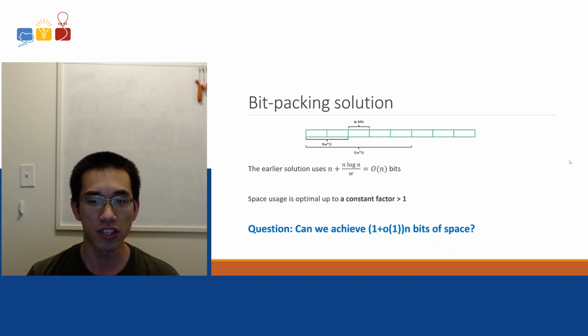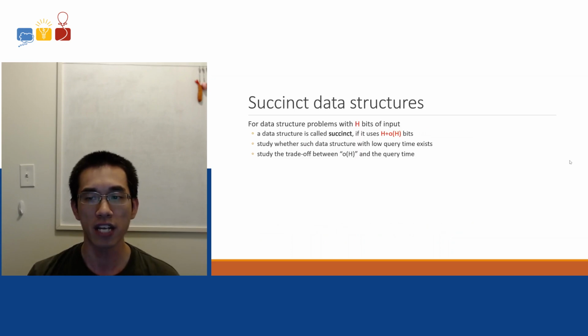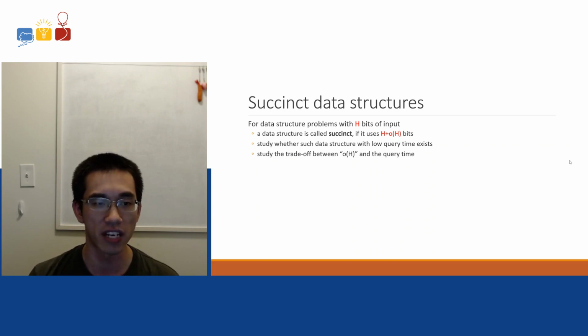Before I answer this question, let's first come back to the title, succinct data structures. It is exactly the subfield where people study this type of data structures. For data structure problems with h bits of input, a data structure is called succinct if this data structure uses h plus little o of h bits. In other words, it uses little o of one fraction of extra space. And in this field, we study whether such data structure with low query time exists for some problem, and if they do, we would like to understand the trade-off between this little o of h extra term and the query time.